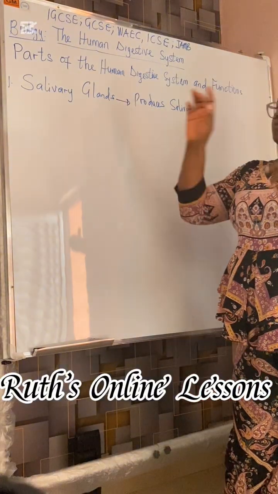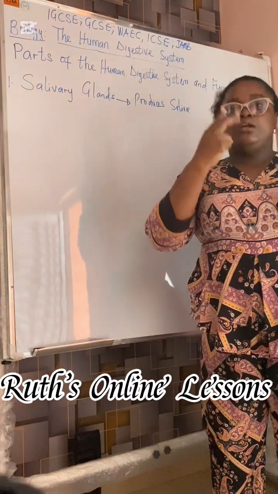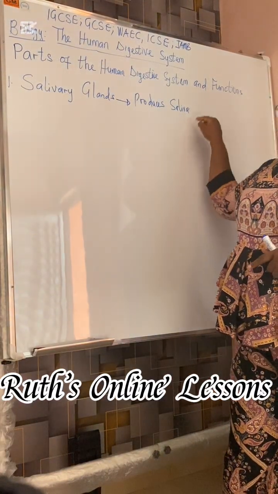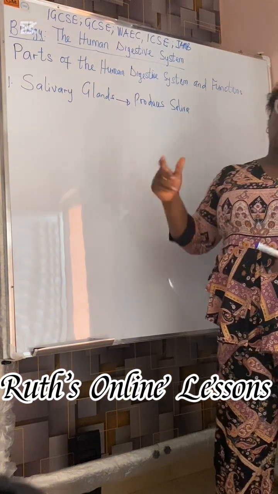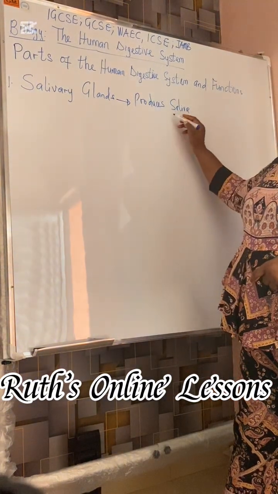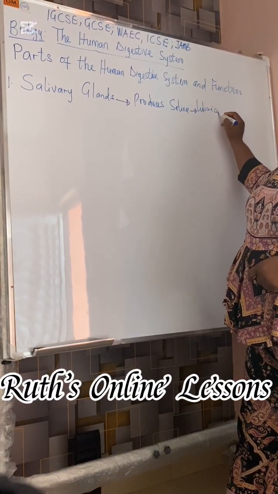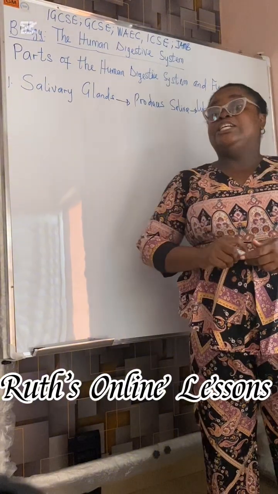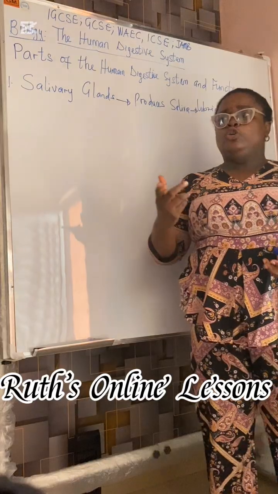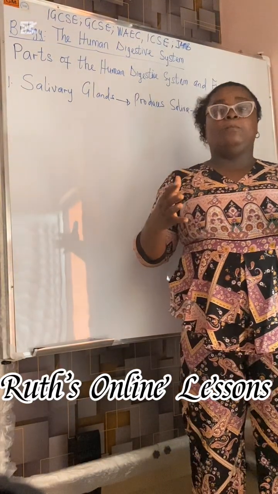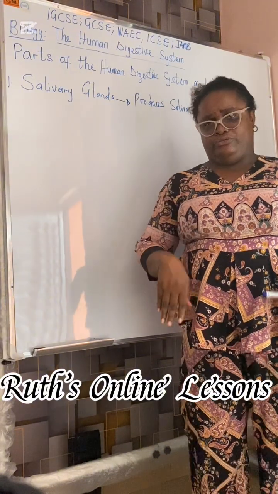Just stay with me. So what do we know? 1, we know that the salivary glands are found in the mouth. 2, we know that the salivary gland produces saliva. This saliva, what does saliva do? Saliva acts as a lubricant, so that by the time you chew your food and all, the saliva will mix with the food and make it very easy for you to swallow your food.